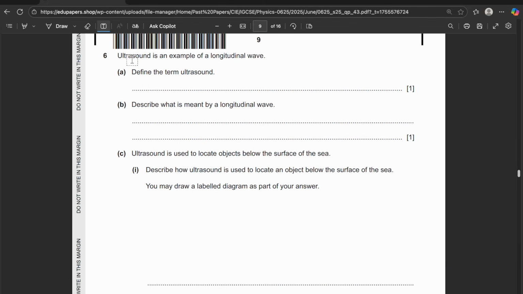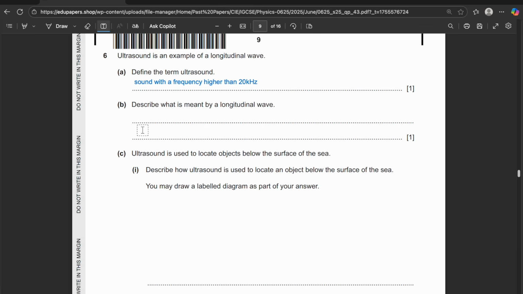6. Ultrasound is an example of a longitudinal wave. A. Define the term ultrasound. It is any sound that is higher than the largest human hearing frequency. So we can write: sound with a frequency higher than 20 kilohertz.